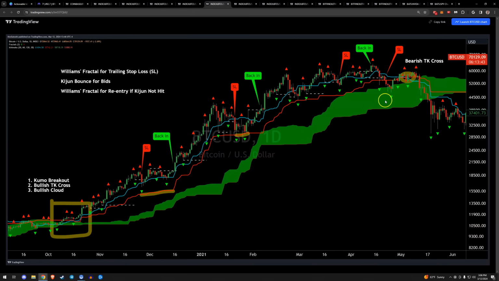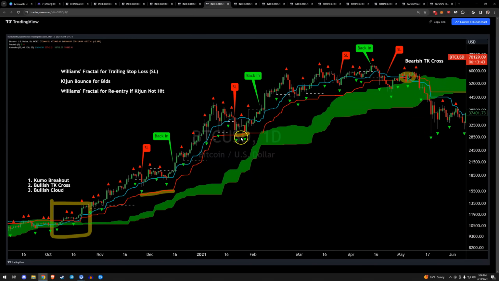And, I think you get the point. Eventually, it gets to the point where you're getting stopped out at the Kijun, and it doesn't really make much sense just based on the cloud and fractal system alone to re-enter. And then the ultimate nail in the coffin is the bearish TK cross. At that point, it's over, right?